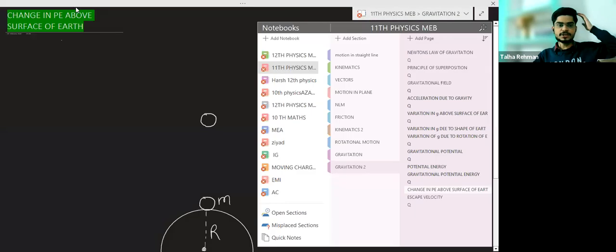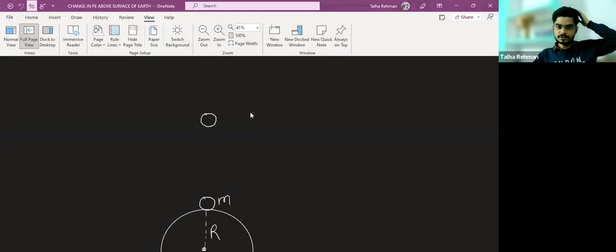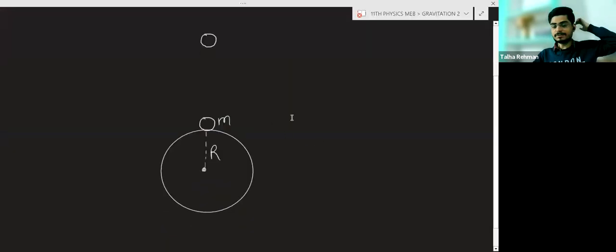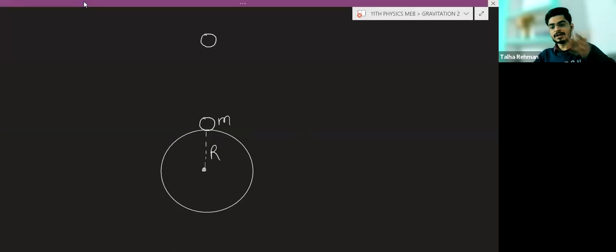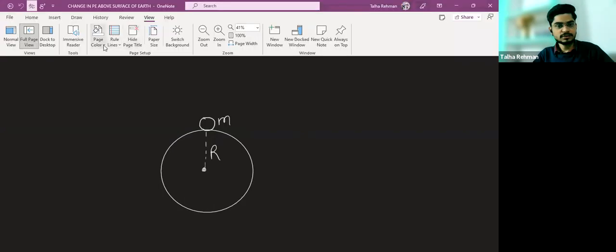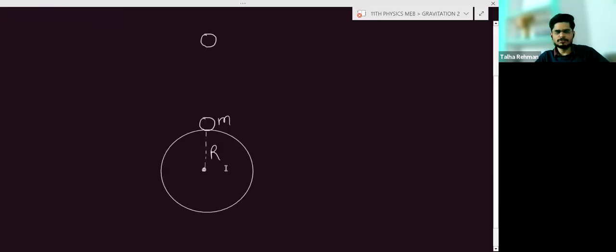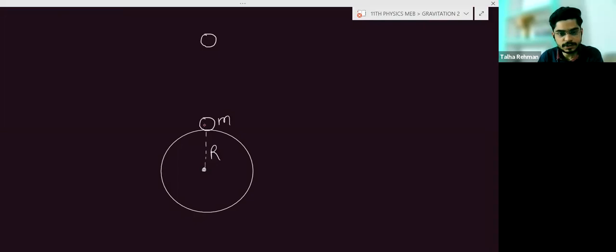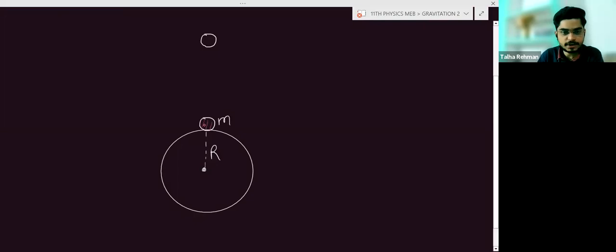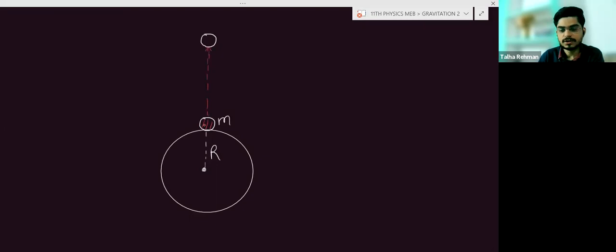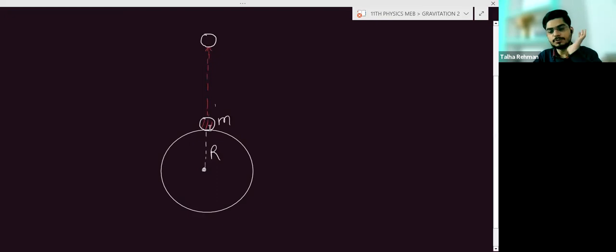Change in potential energy above the surface of the earth. So we will derive that mgh. We will see from where we are getting that mgh. So this is suppose the earth, and a body is placed on the surface of the earth, and this body is taken to a height h above the surface of the earth. So during this process, we want to find the change in potential energy.